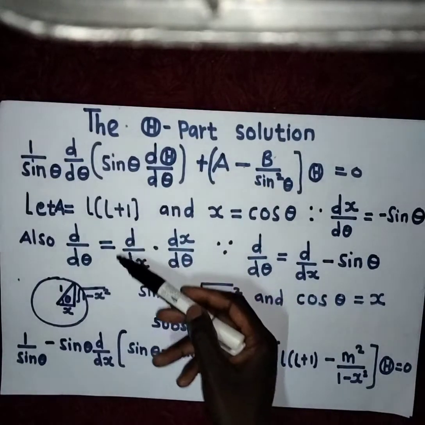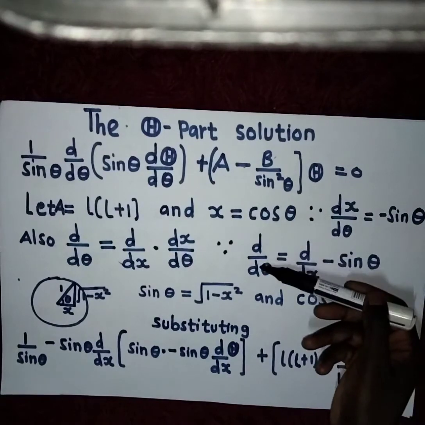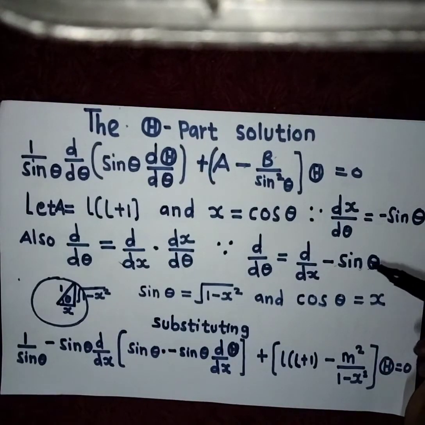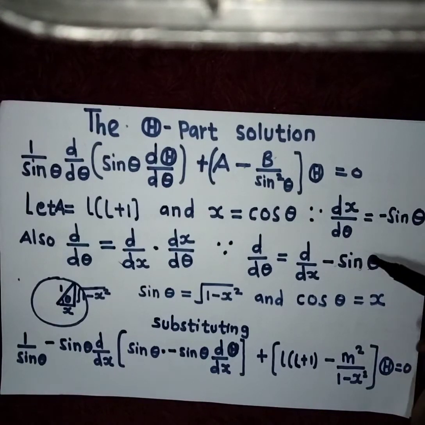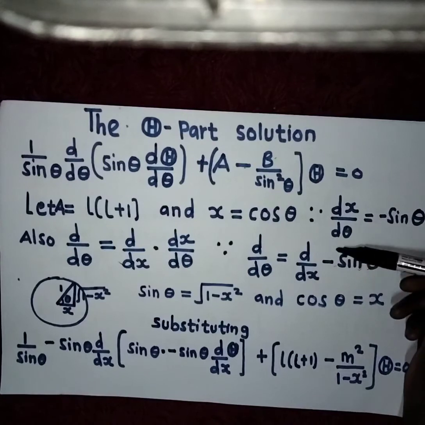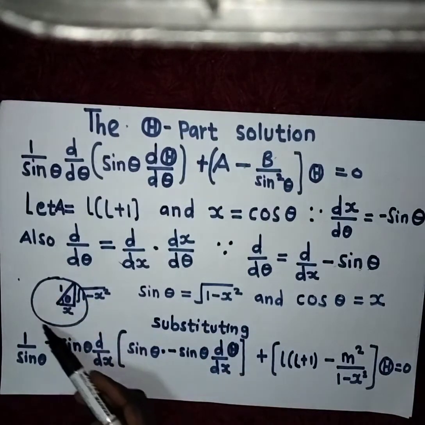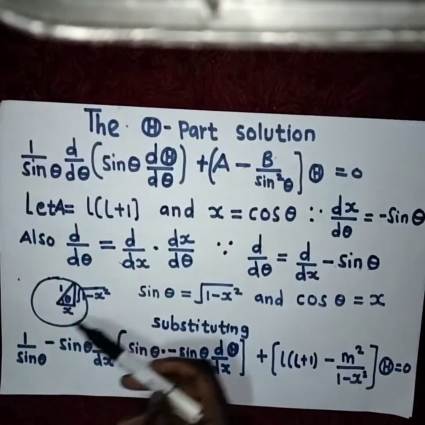Then I remain with this part, I multiply by negative sine theta. So I'm going to have d theta, this one, being equal to d dx minus sine theta, negative sine theta.